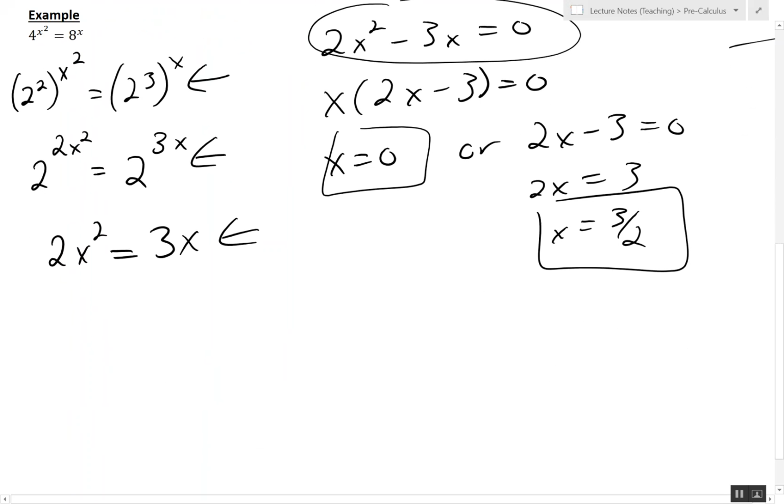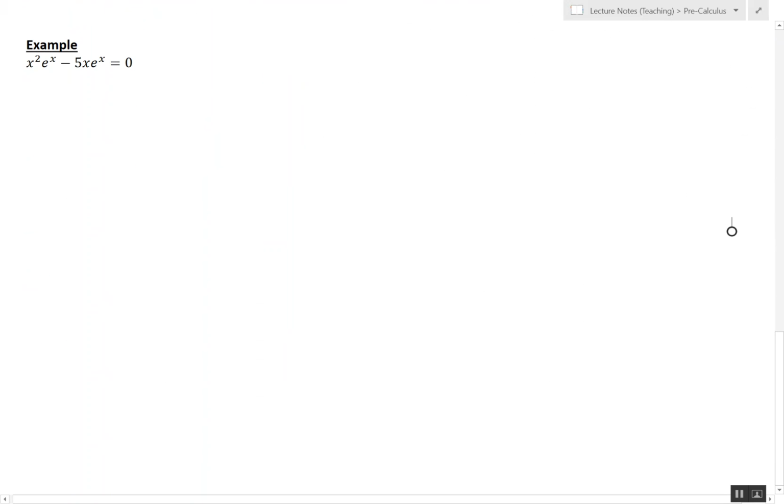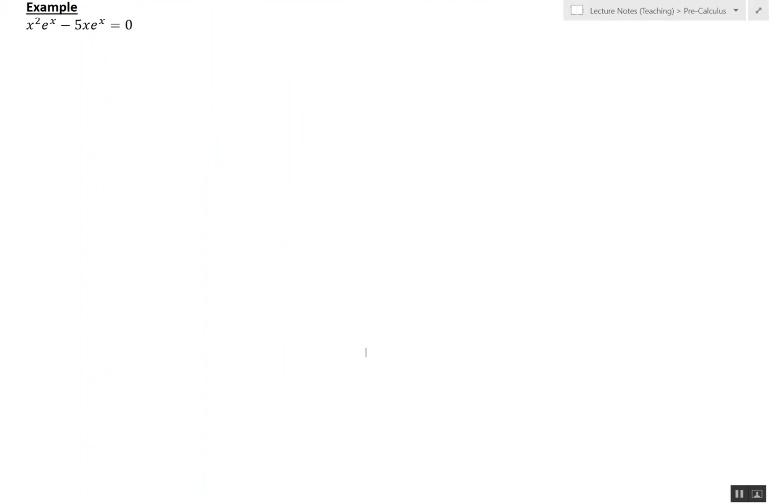So let's look at a slightly different example here. This is x squared e to the x minus 5x e to the x equals 0. If you don't know what e is, that is the next section. You'll be reading about base e, and that's just a particular base. e is approximately equal to 2.7. It is an irrational number that is very important in mathematics, just like pi is. So you'll see this a lot with exponential functions.